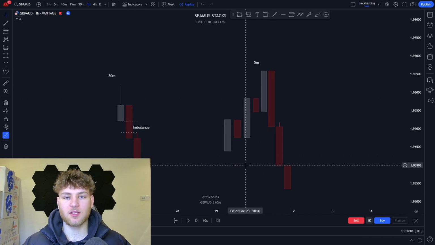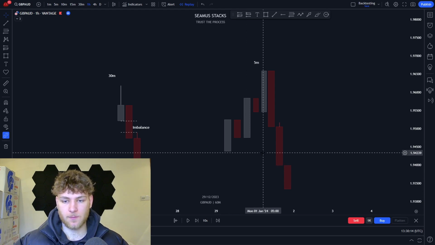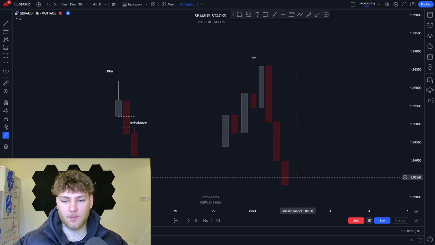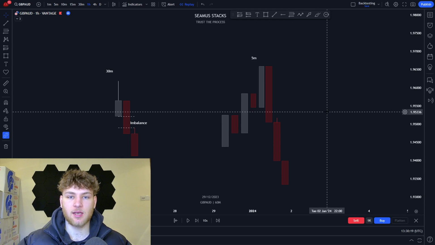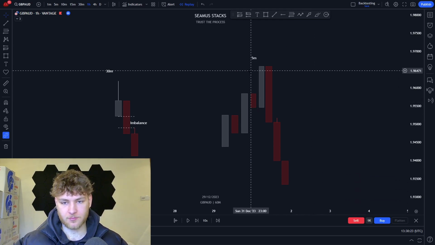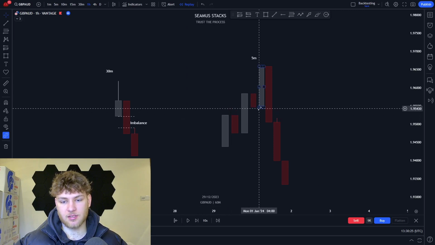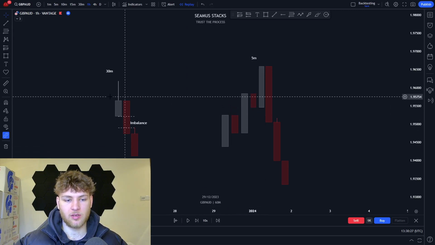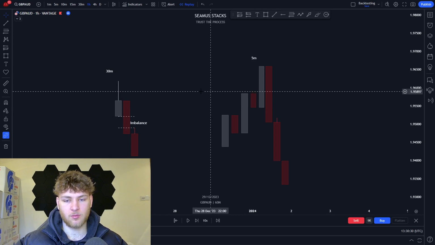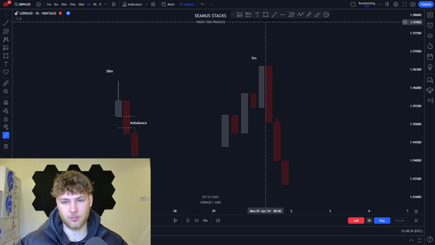So imbalances, or fair value gaps, or however you want to call them, are commonly known also as the market magnets. Why is this? Well, because price will draw towards imbalances and fair value gaps because they need to be filled, okay? So we are looking for price to come back into an imbalance, mitigate our supply or demand zone, and then go into our direction, okay? So we can clearly see here that this is our supply zone candle on the lower time frame, but which is within the higher time frame candle.